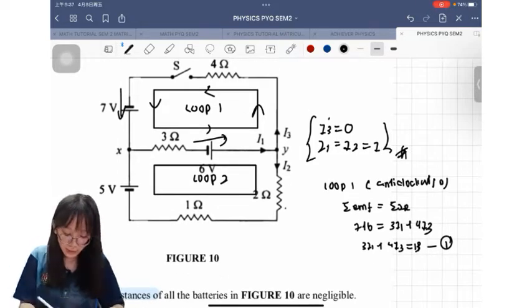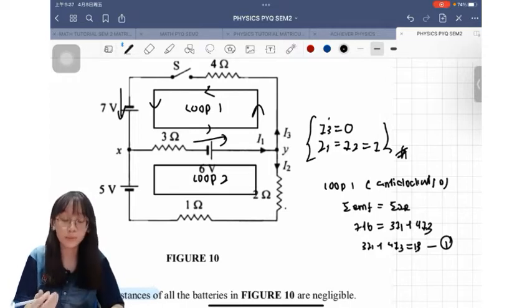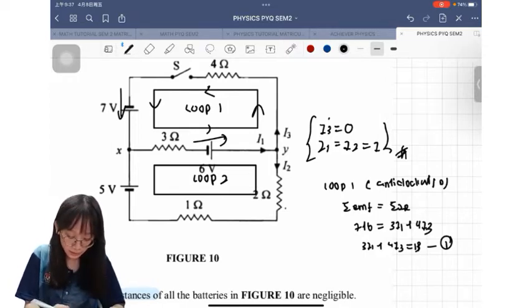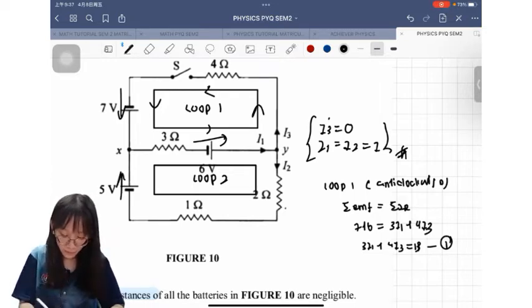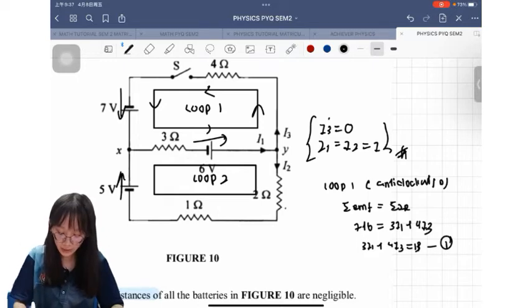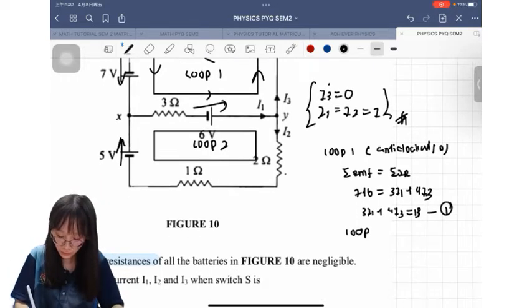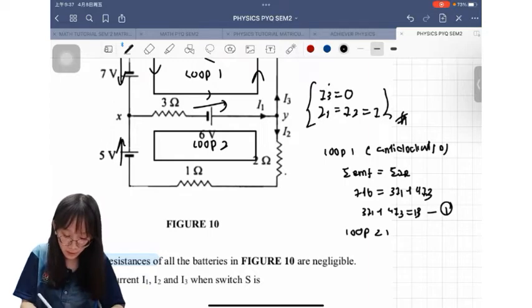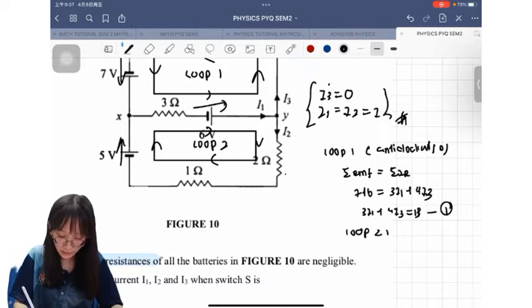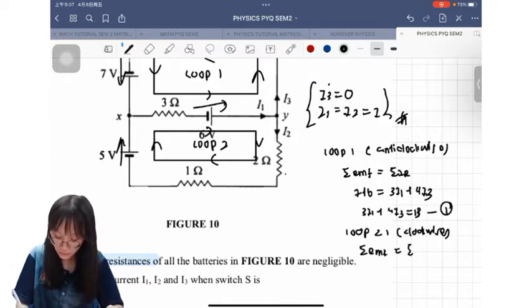For the second equation, we can also use the loop. We identify the direction first. The 5 volt goes upward and the 6 volt is to the right. For loop 2, we can use clockwise, because this is easier to solve. So loop 2 is clockwise. Then total EMF equals total IR.